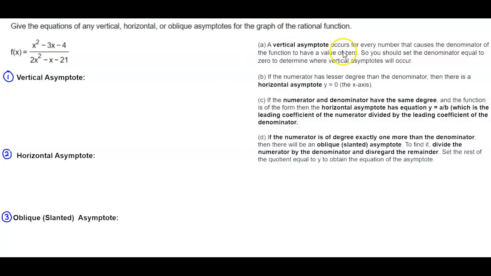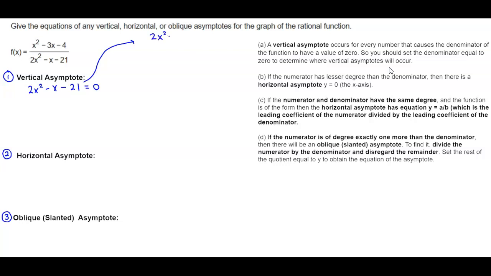Now, a vertical asymptote occurs for every number that causes the denominator of the function to have a value of 0. So you should set the denominator equal to 0 to determine where vertical asymptotes will occur. So we can see that the denominator in the problem is 2x squared minus x minus 21, and we're going to set that equal to 0. Now, we can't solve it yet, so we're going to have to factor this.